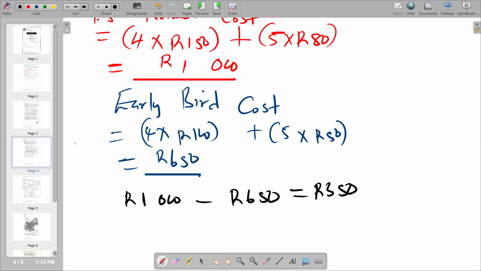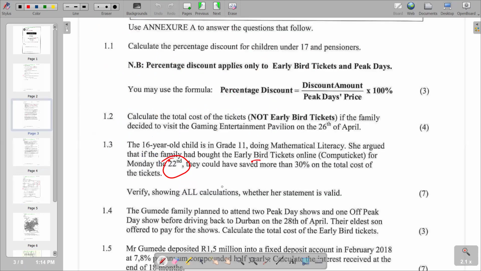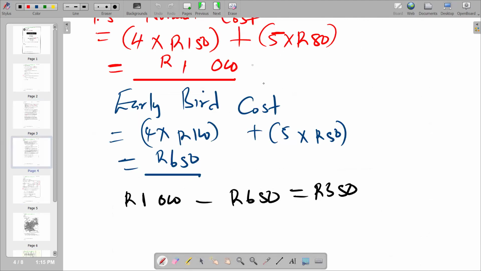And then if you refer back to the question, it says they could have saved more than 30% on the total cost. So obviously, we are going to say it's a change that is being made from normal prices to early bird prices. So the normal prices has to be the denominator. So we have got our normal cost being 1,000. So this is going to be our denominator on the calculation of the percentage.